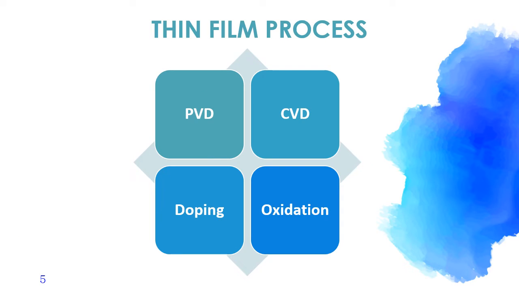Thin film deposition processes can be classified into four techniques. So they are PVD, CVD, doping, and also oxidation. Some of the topics we already went through in general in IC fabrication. So here we are going to look in detail at the processes of PVD, CVD, doping, and oxidation, and what the details and parameters inside the process are.